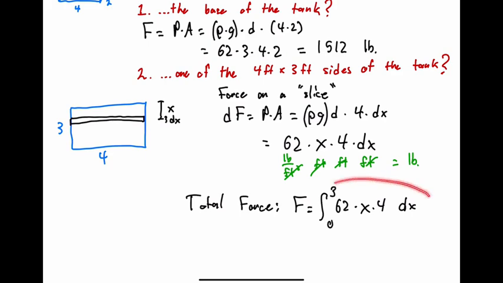We won't take the time to work through this integral by hand, but notice that it should be a pretty easy one. 62 times 4, those are just constants. So we're integrating a constant times x. We could very easily find the antiderivative, plug in the 0, 3, take the difference, and we would get the answer here. This works out to be 1,116 pounds. That is how much force is applied by the water to one side of this aquarium.